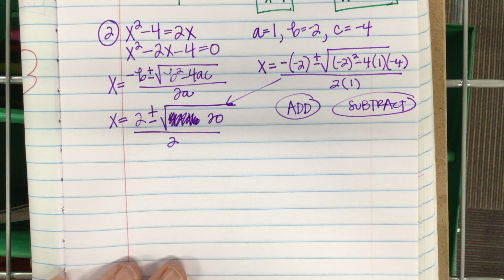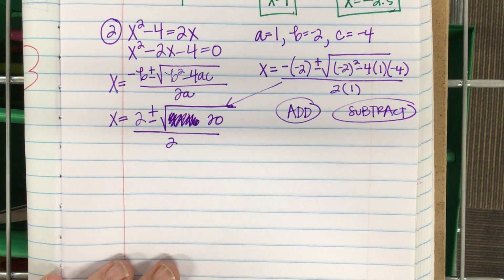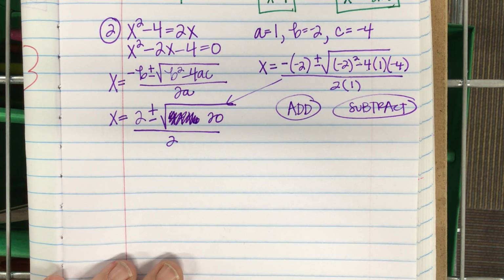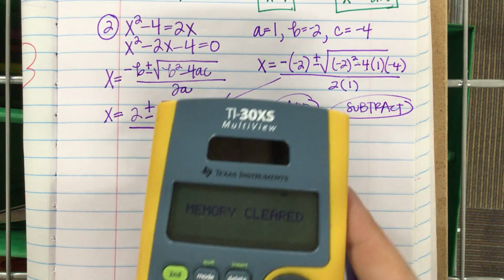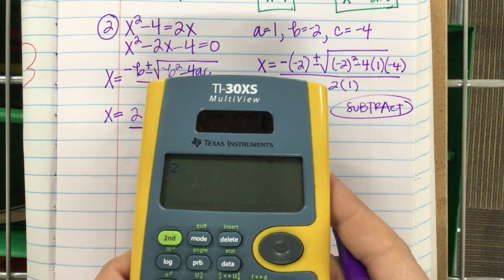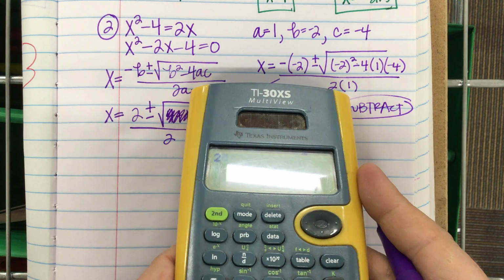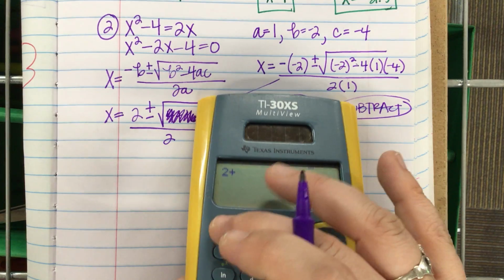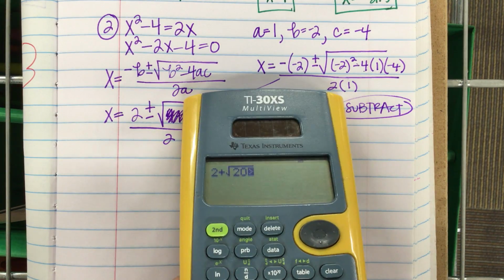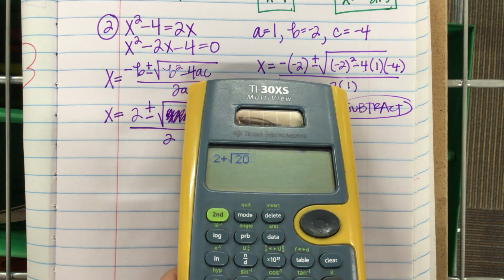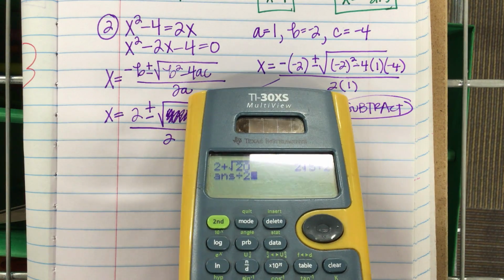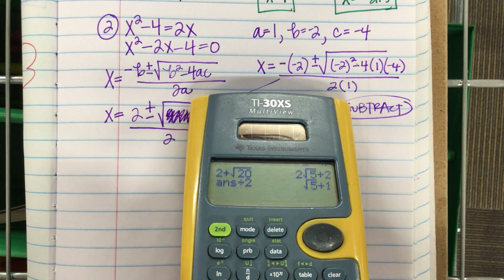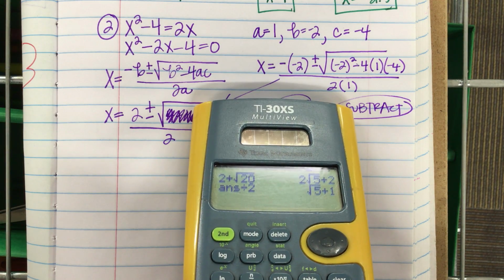2 plus the square root of 20. Well, that's between 4 and 5, correct? Or you can just type it in your calculator: 2 plus the square root of 20, and get an answer, because that's your numerator, correct? Then I'm going to divide by 2, and I end up with radical 5 plus 1.